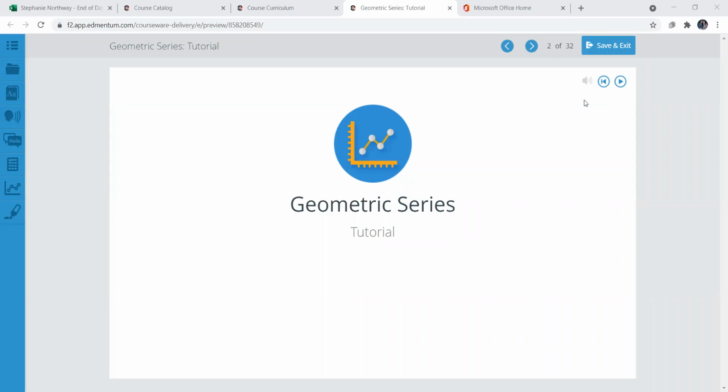Okay, today we're going to be talking about geometric series. This goes along with geometric and arithmetic sequences based on the last tutorial.